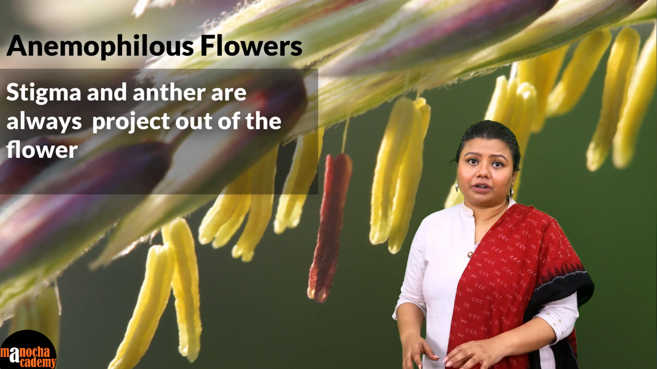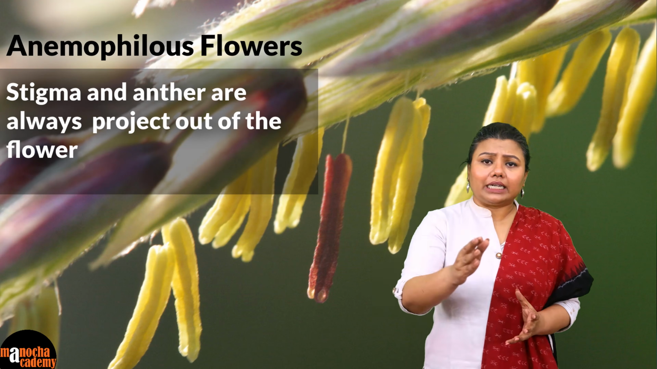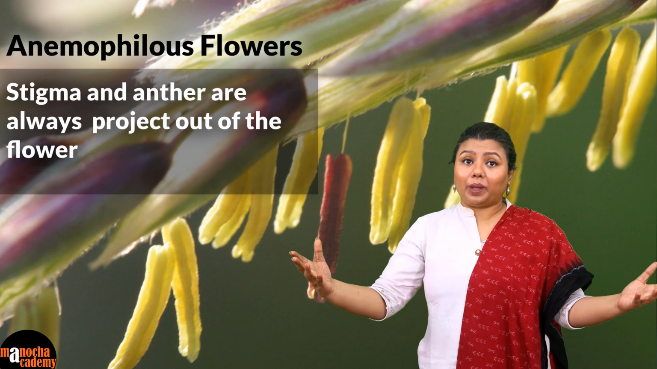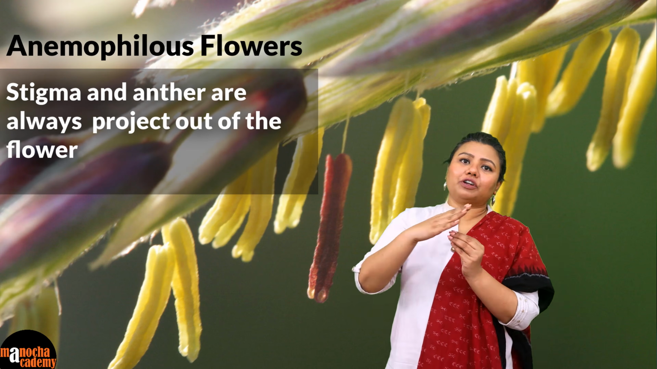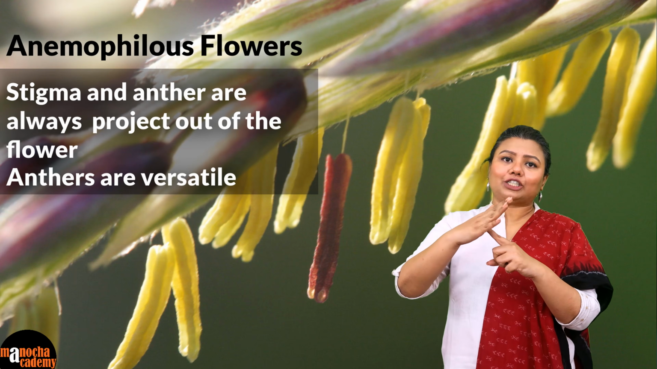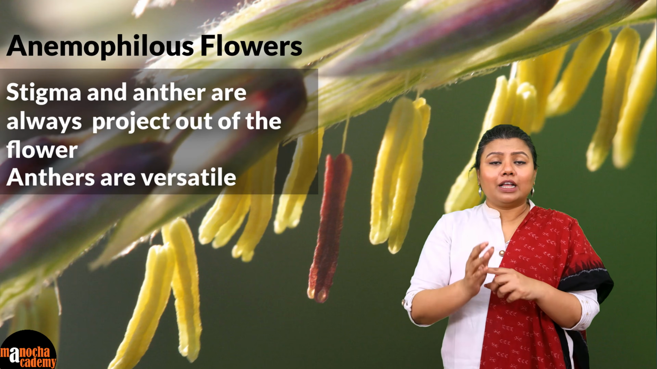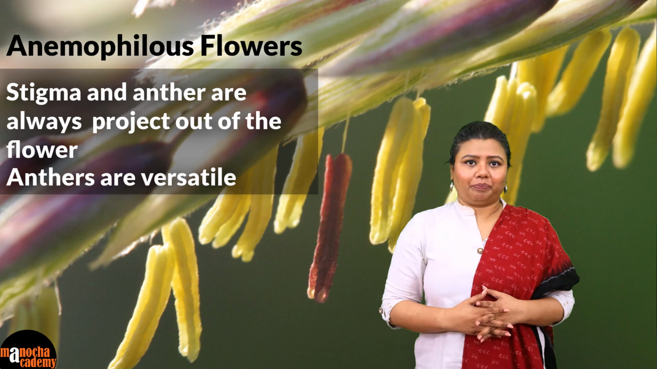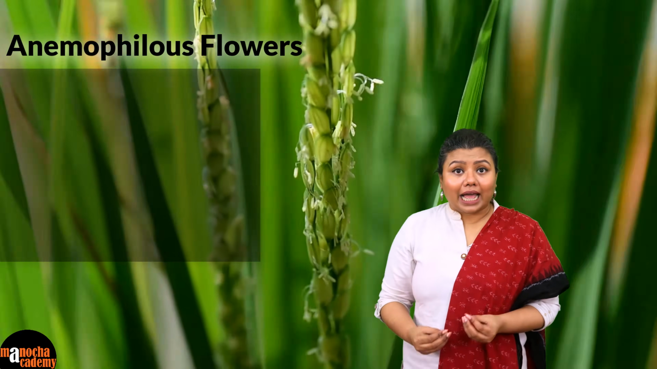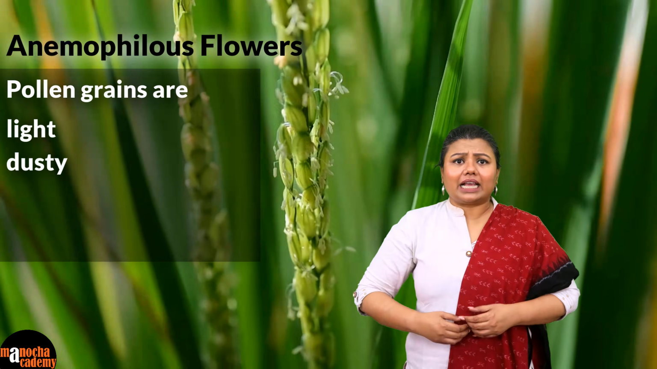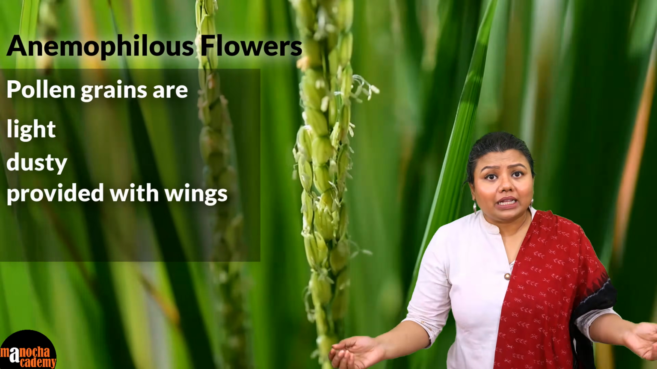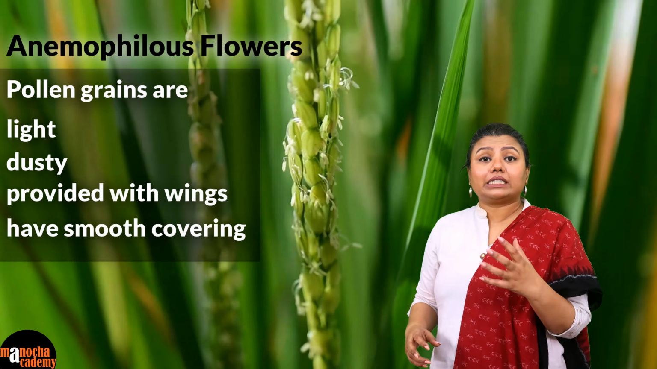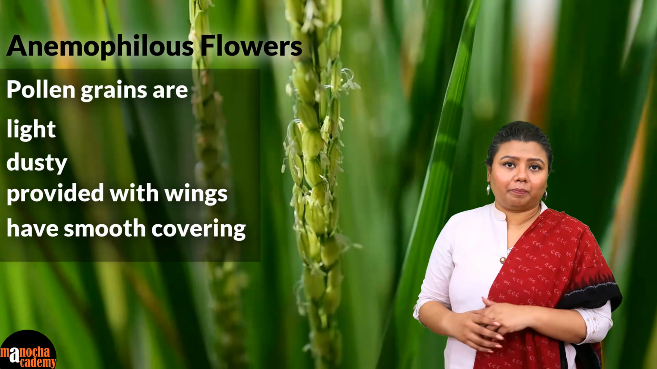Stigma and anther are always exserted, that is they project out of the flower so that they are in contact with the wind, and usually the anthers are versatile, that is they are loosely attached to the filament so that they can move, so that by a simple shaking of the wind pollen grain can go out. Pollen grains themselves are light and dusty, they are sometimes provided with wings, they have a smooth covering and usually they are non-sticky because being sticky might make them heavier.